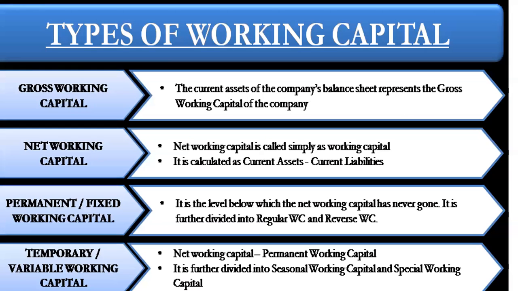Okay. It is further divided into regular and reserve, which we have discussed. Net working capital minus the permanent working capital is the temporary working capital. Temporary working capital is also known as variable working capital. Remember this name. It is further divided into seasonal working capital and special working capital. We have discussed these points.